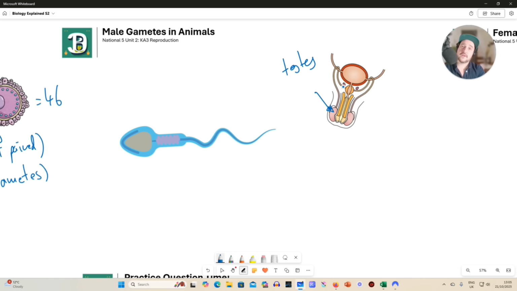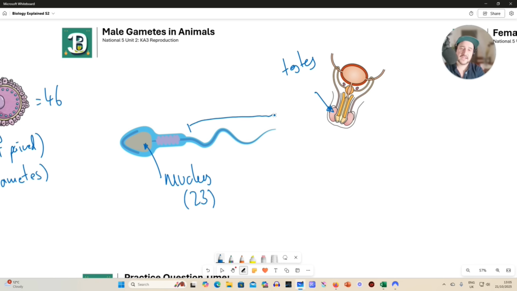Now, the sperm themselves are quite a unique-looking cell. You'll be familiar with what this looks like from previous lessons, I am sure. But we're going to recap what features they have and why they're useful for the sperm. So the first thing we need to talk about is the head of the sperm here. Okay, this is the nucleus, which of course contains 23 chromosomes, not 46.